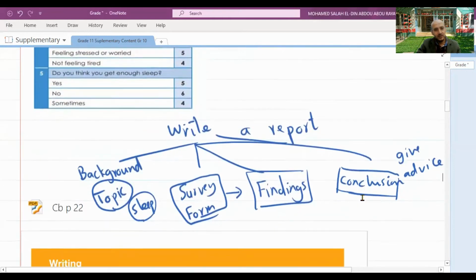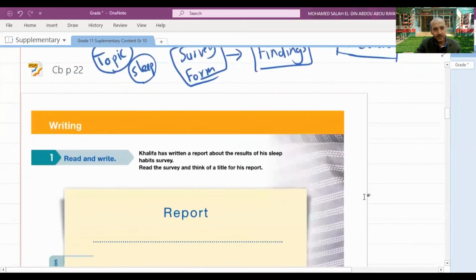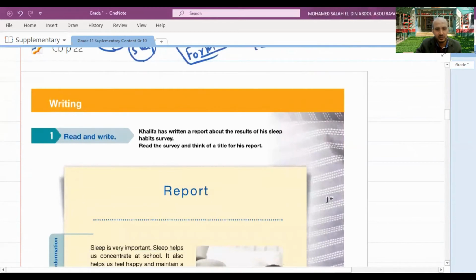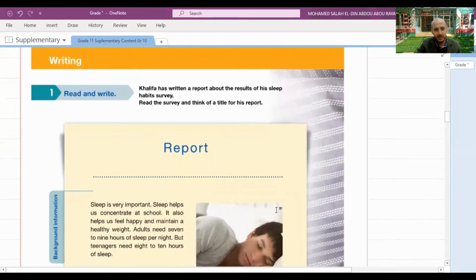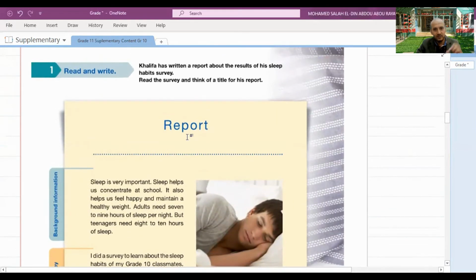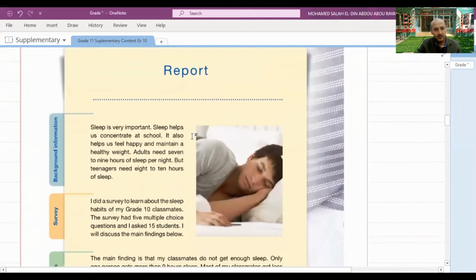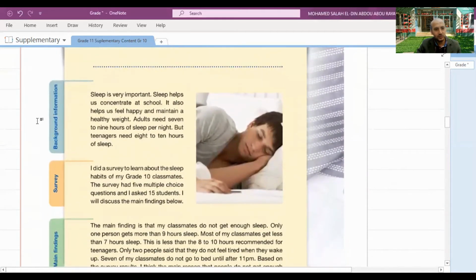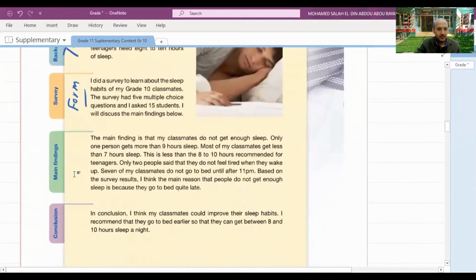So let's see our friend Khalifa. He has already written a report about the results of his sleep habits survey. Here I'll leave this to choose the title. You just write the title of this report. Khalifa here made the 4 sections: background information, and we said in background information we talk about the topic; the survey, we said what is the form of the survey, who are the people of the survey; the main findings; and the conclusion.